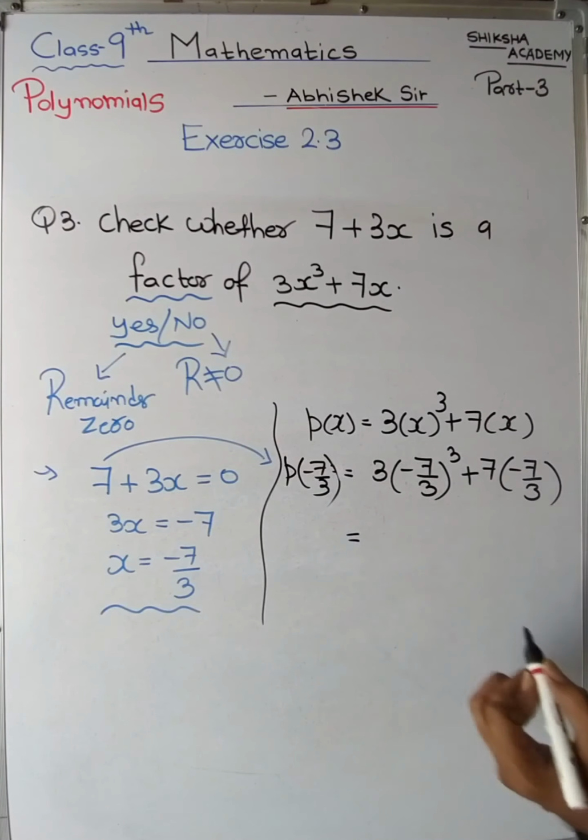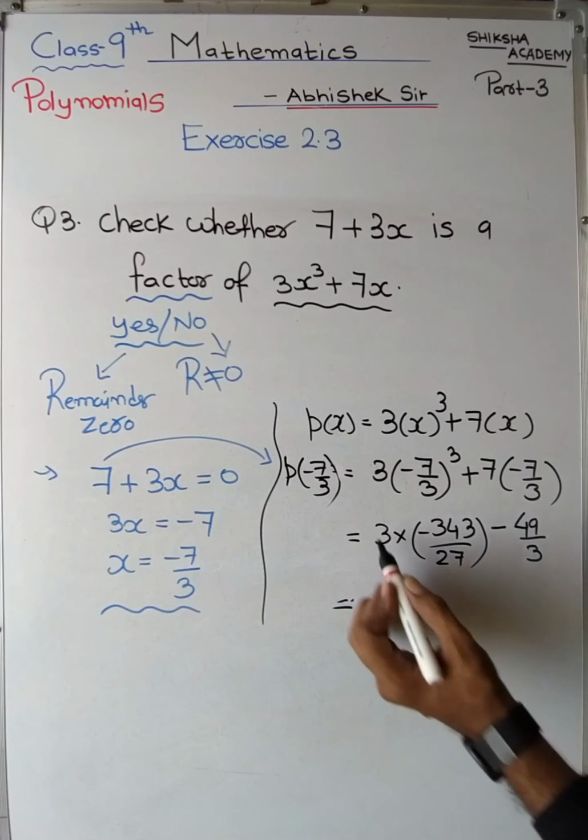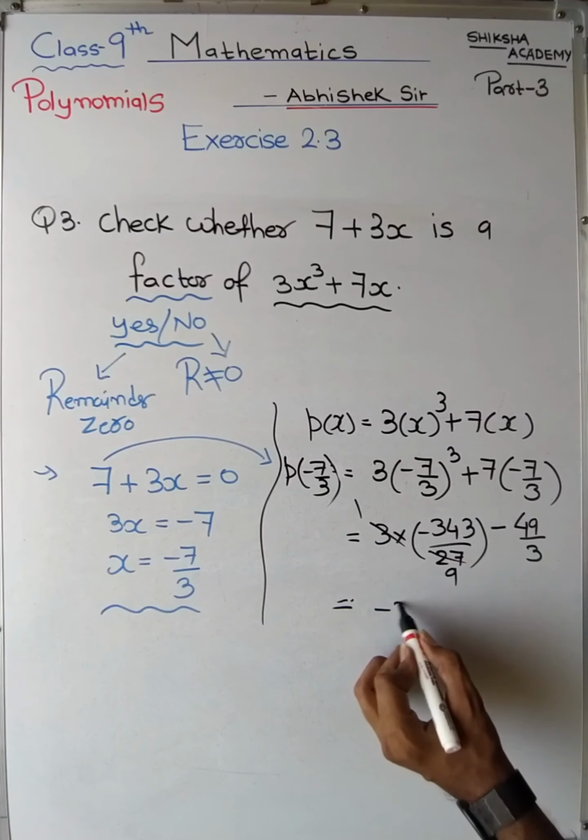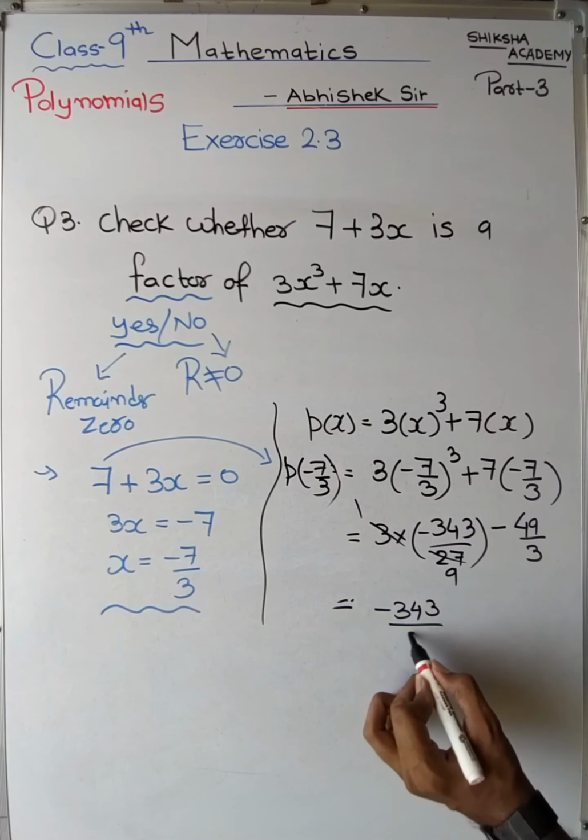So 3 into minus cube will be minus only. 7 cube is 343. 3 cube will be 27. Clear? Minus 7 sevens are 49 upon 3. Now can you cancel 3 and 27? Yes. So 1 threes are 3, 3 nines are 27. So ultimately we have 343 upon 9 minus 49 upon 3.